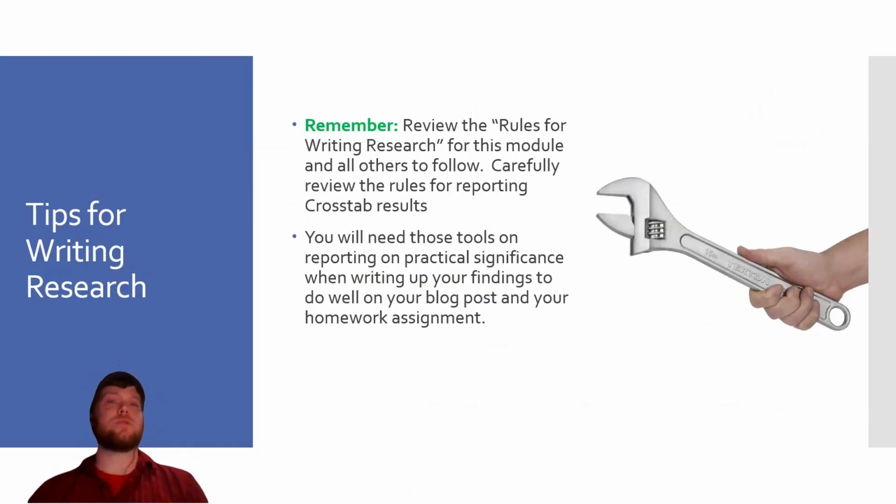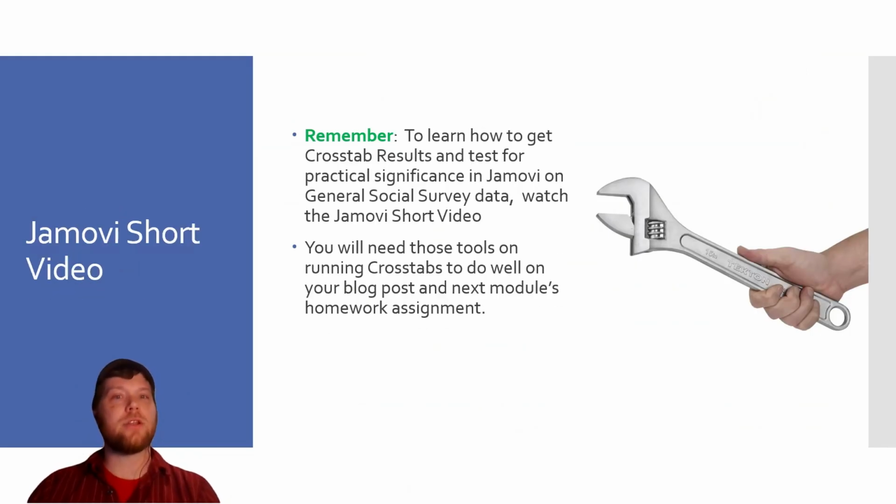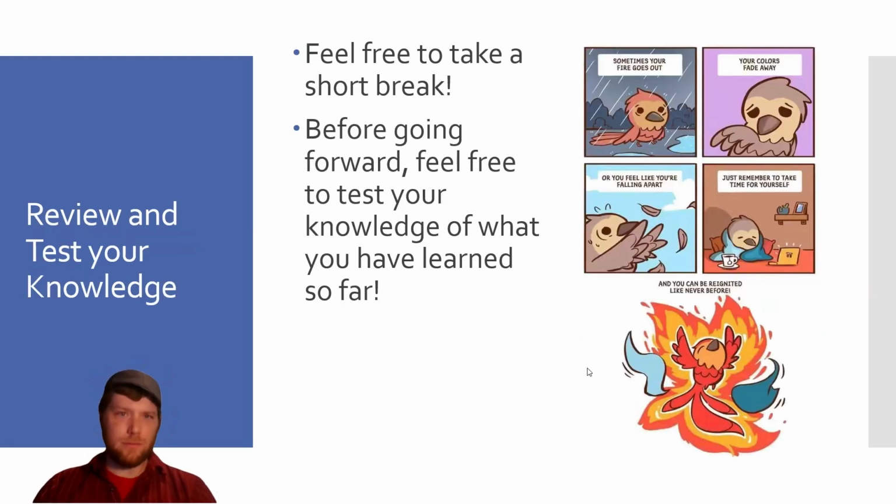And remember to review the rules of writing research in the modules. All others follow the stuff for reporting crosstabs. You'll need these tools for reporting practical significance when writing up your findings to do well in the blog posts and homework assignments going forward. And make sure to learn how to do the crosstab results and test for practical significance in Jamovi using the General Social Survey, and watch the Jamovi short video. You'll need these tools running crosstabs to do well on your blog posts and next module's homework assignment.